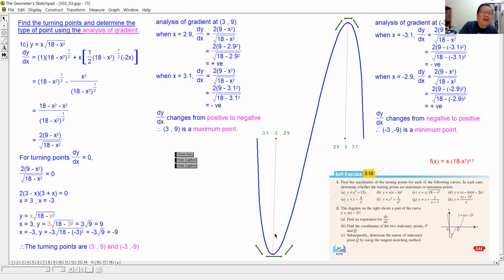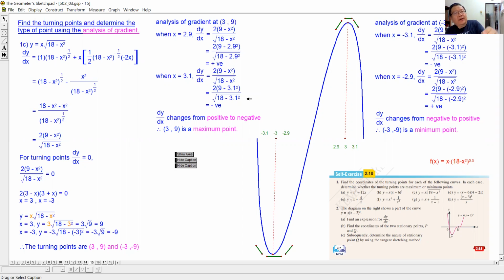So in order to do that, I use the analysis of gradient, because for this dy dx, if I'm going to find the d2y dx squared, it's going to be difficult. It will take quite some time. So I don't want to find d2y dx squared. I just take the same dy dx here and test it. How to test it? Now, the first point, 3, 9. I take a value smaller than 3, I take a value bigger than 3. Always smaller to bigger. Don't go bigger to smaller, then everything will be wrong.